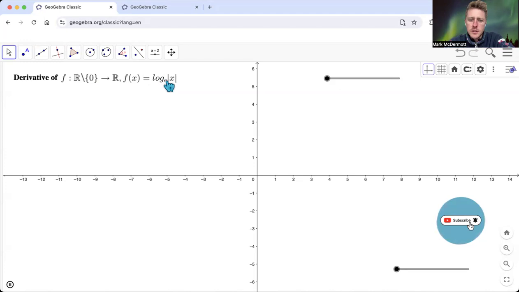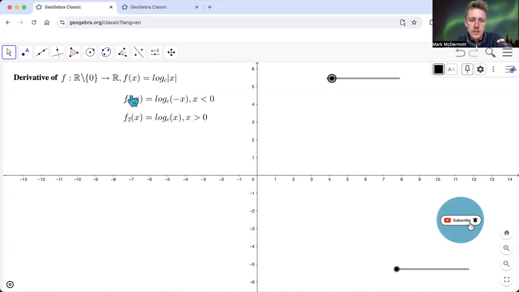Basically, one thing you might think about is what is this modulus situation going on? Basically, this makes it what's called a hybrid function. So there's sort of two parts to it. We've got a situation where x is greater than zero and x less than zero. So let me show you what that looks like. There's basically two functions. The first part, let's call it f1 of x, is log base e of negative x for x values less than zero. And then we've got f2 of x equals log base e of x for x greater than zero.